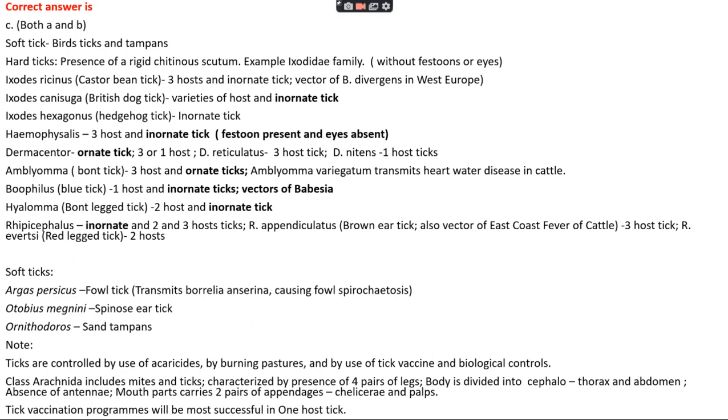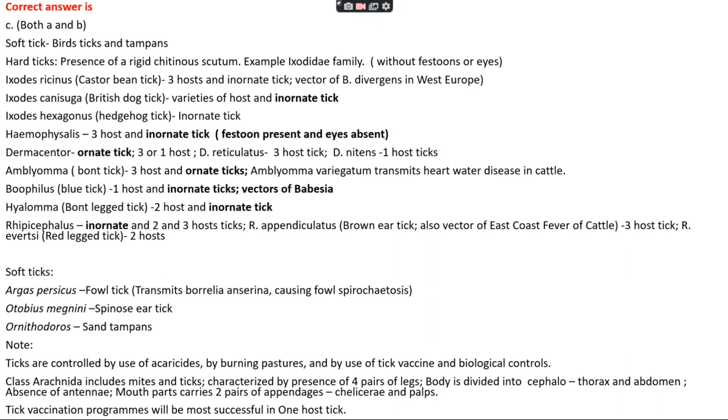It's also a vector of East Coast fever of cattle. They have a three host tick. Rhipicephalus evertsi, which is also known as red leg tick, has a two host cycle. Okay, let's talk about soft ticks.